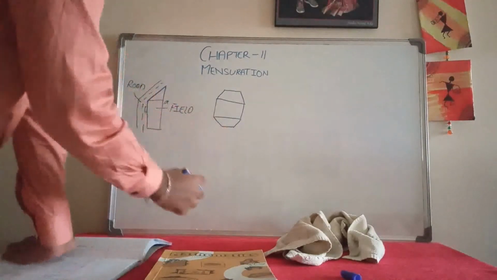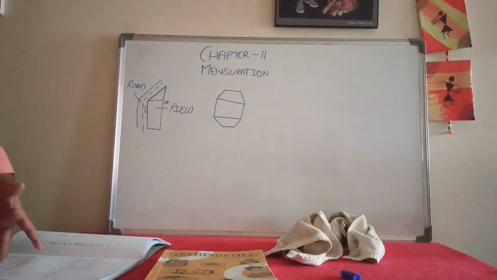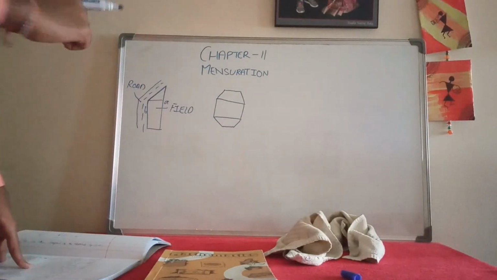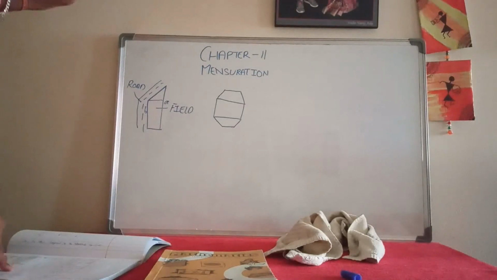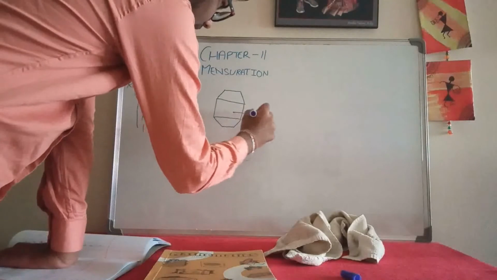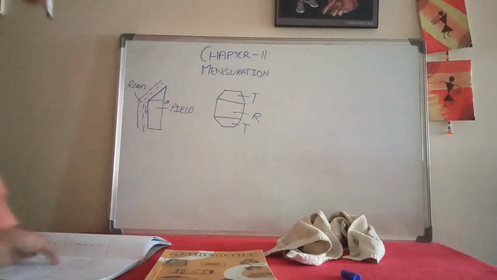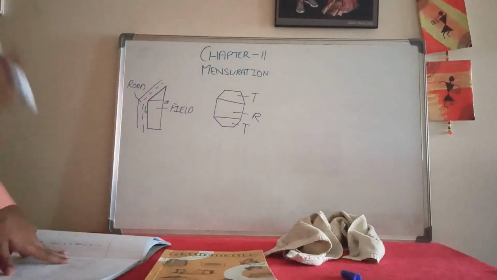Now take this octagon. Although there's a direct formula for an octagon, we divide it to find the area by easier methods. When we divide it, we find that this is a rectangle, this is a trapezium, and this is another trapezium. So we find the area of each of these and then we add them.